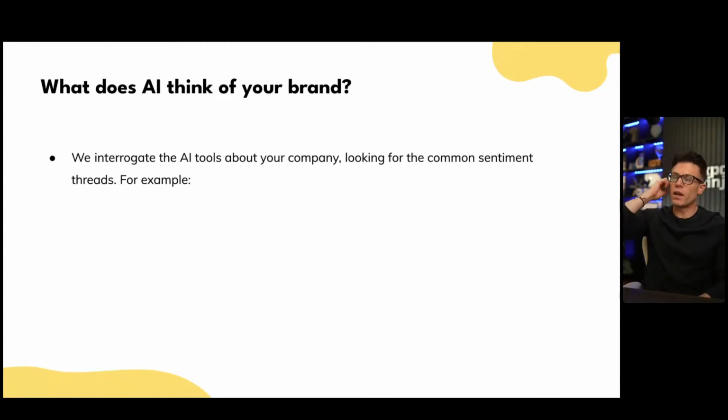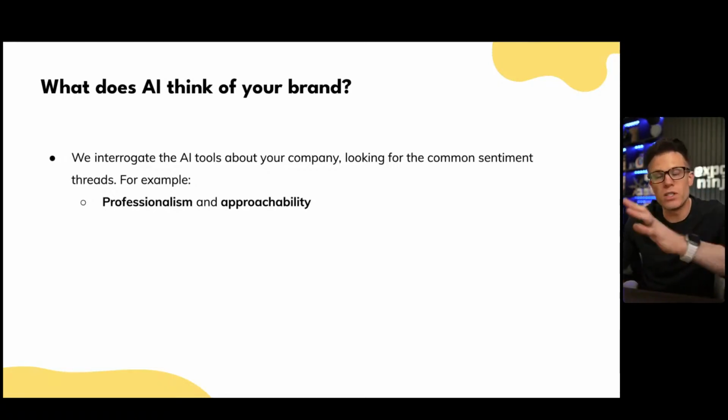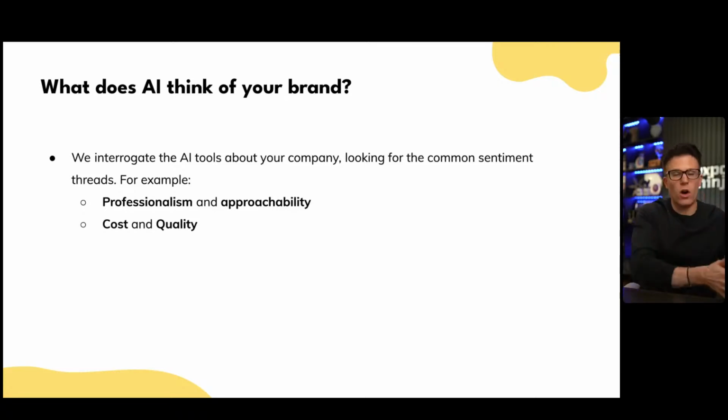Well, we're looking at things like common sentiment threads. Where do you sit on professionalism and approachability? Do the AIs think of your business as really highly professional? Do they think of you as really approachable, really easy to talk to, really familiar? Because there's going to be different scenarios where one or the other of those is preferable. Where do you sit on the cost quality spectrum? Of course, you're going to say we're really competitive on price and we're the best quality in the world. But for every other business, there is a spectrum between being very low cost and being very high quality. So where do you sit on that boundary?